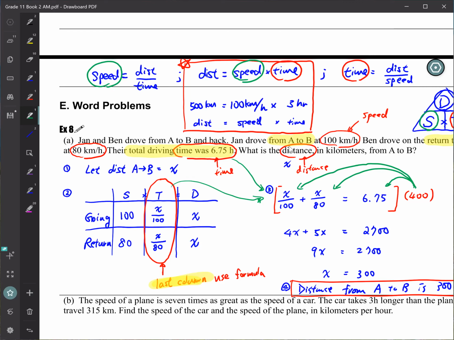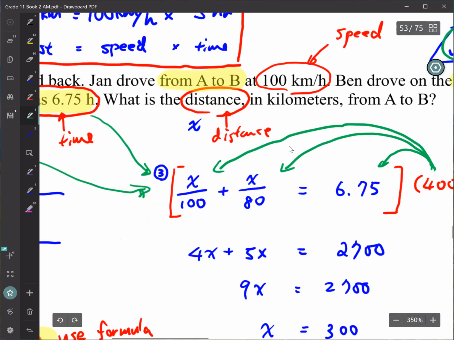And whether it's adding, right? If you look at the equation here, we have x over 100 plus x over 80. This part is adding, but it's not always adding, depending on what they say. So later you'll see other examples.